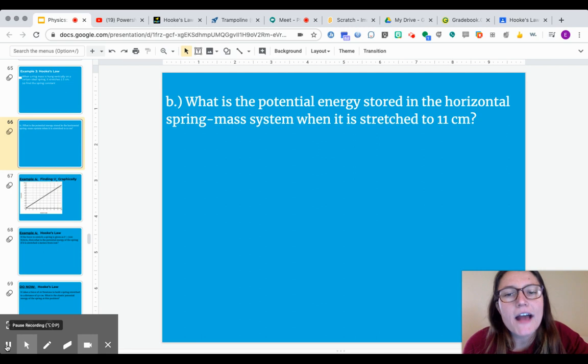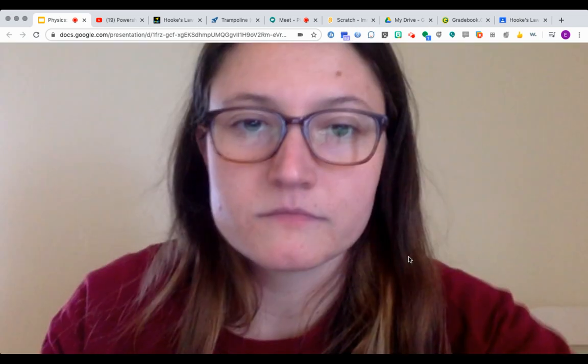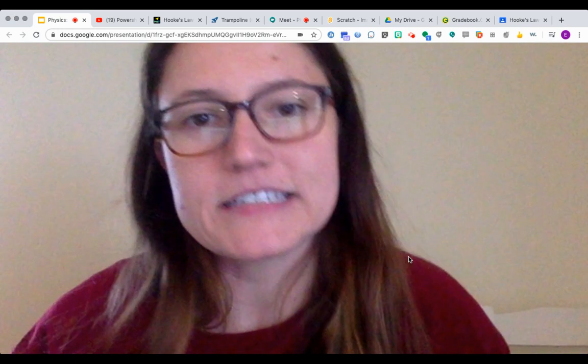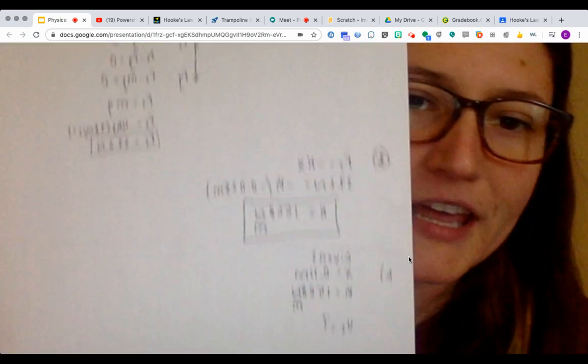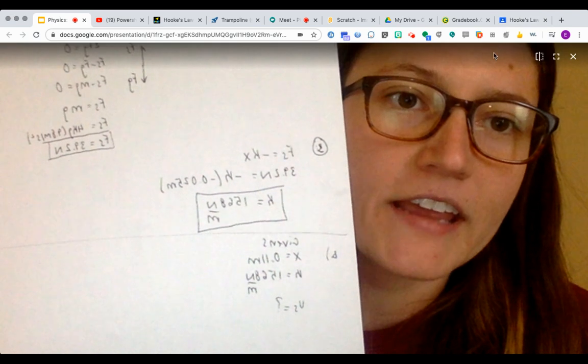So in part B, we're asked to find potential energy. What is the potential energy stored in the horizontal spring mass system when it is stretched to 11 centimeters? So our first step here would be, again, to write down our givens. So we know that x is now 0.11 meters. What do we know will stay constant in the system? So think, which variable can we assume will be the same? That's right, spring constant, right? As long as the material stays the same, the spring constant will not change.